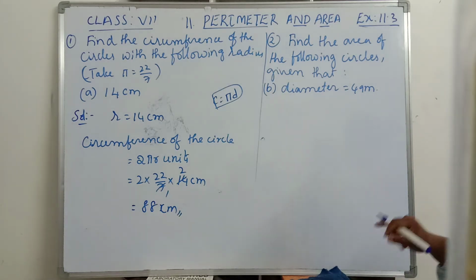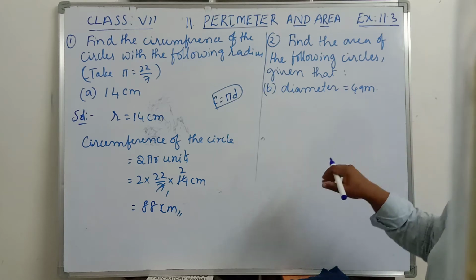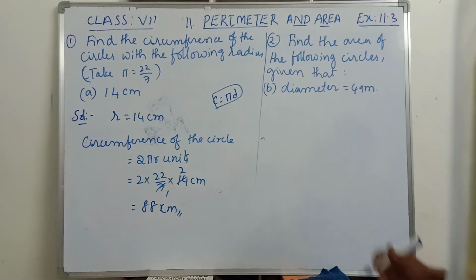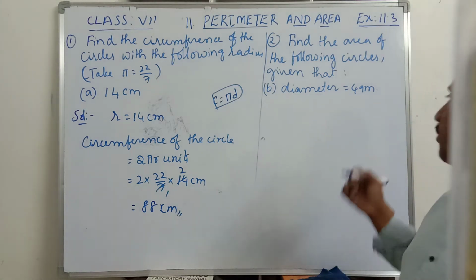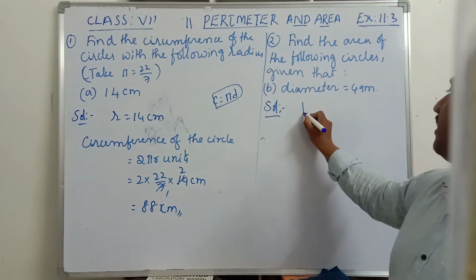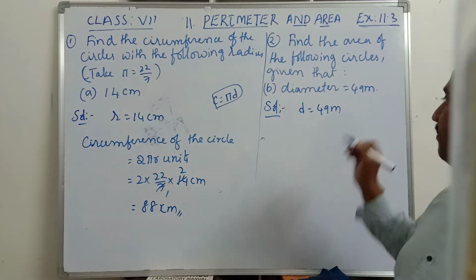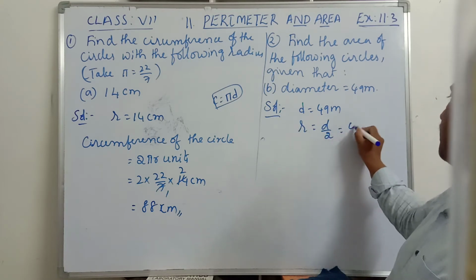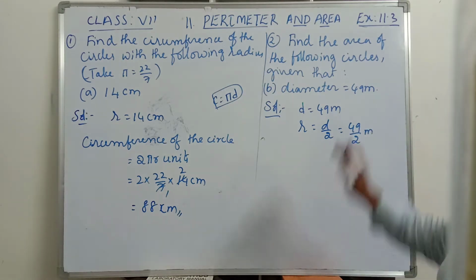Now the second question: find the area of the following circles, given that the diameter is equal to 49 meters. Sometimes the radius will be given and sometimes the diameter, so use the proper formula to find the area of the circle. Here diameter d is equal to 49 meters. Now radius r is equal to d by 2, half of the diameter, that is 49 by 2 meters.